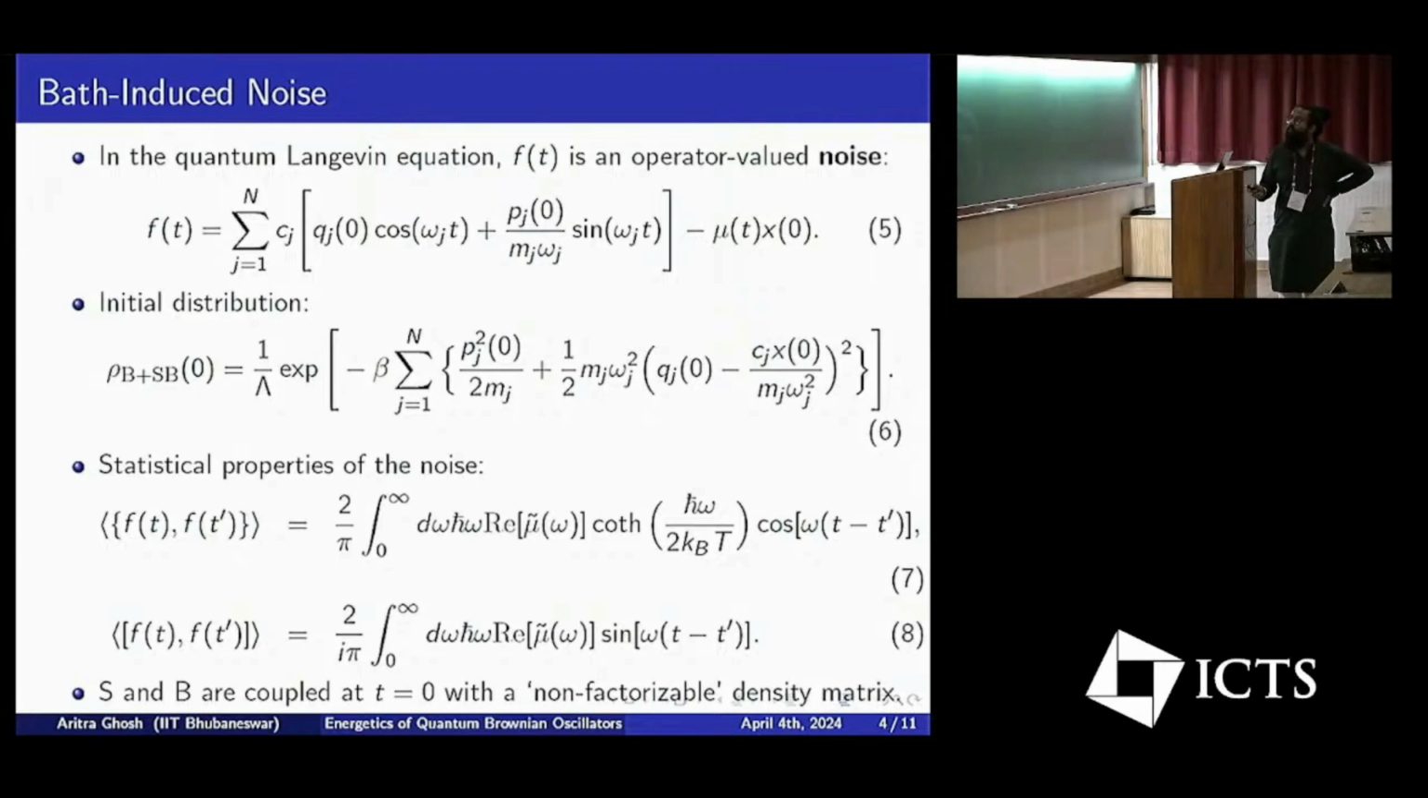Note that you have an x0 dependence in the definition of the noise, and you average this noise over an initial distribution, which looks like this, where you have a system-bath coupling at the initial instant. So essentially the system and the bath are not decoupled at the initial instant. We don't have things like the Born approximation here. So it's a strong coupling situation. And when you perform these averages, you get these correlations and commutators.